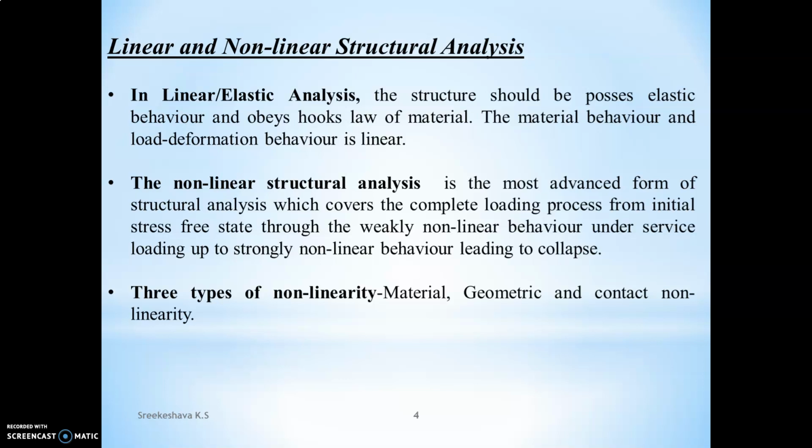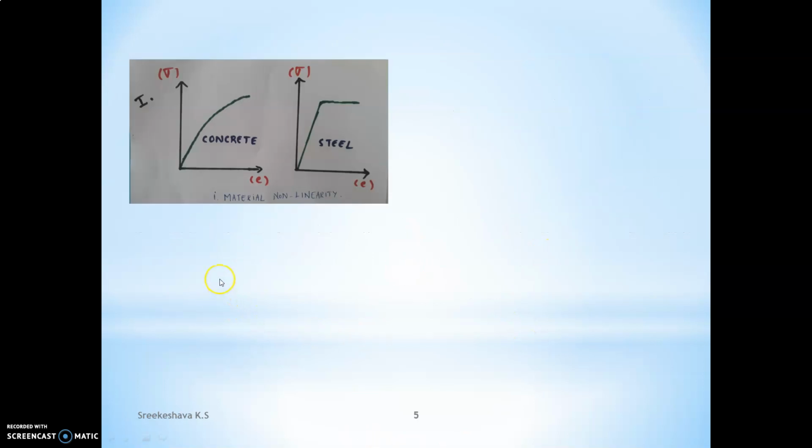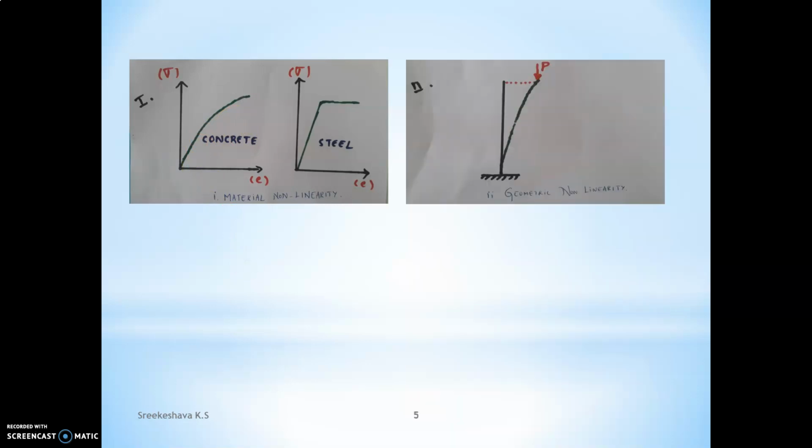Three types of nonlinearity generally exist: material nonlinearity, geometric nonlinearity, and contact nonlinearity. Material nonlinearity is when any material is subjected to load and we study its behavior by plotting a stress-strain curve. In the figure, I have shown concrete and steel subjected to load, and how the stress versus strain curve is plotted to study the material nonlinearity.